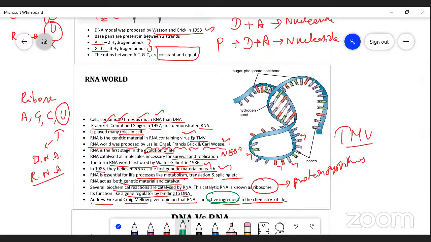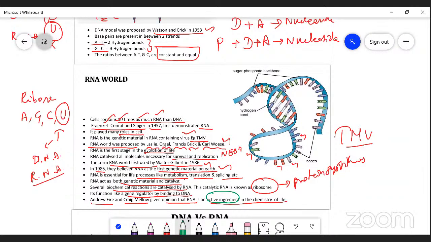You understand? This is the RNA world we are discussing. Compared to DNA, RNA is present in more amount in our body. How many times more? About 10 times as much RNA as DNA. RNA was first demonstrated by Frankel, Conrad and Singer in 1957. So the RNA plays many roles in our body cells.